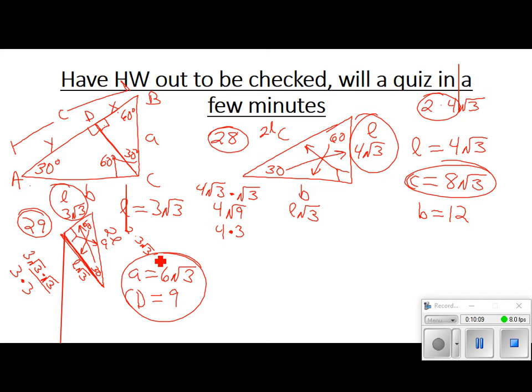Did you miss a line on number 30? Yeah, I didn't realize they had three of them that they were looking for. Number 30.